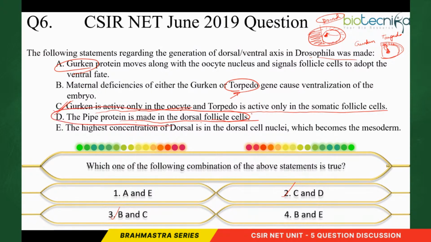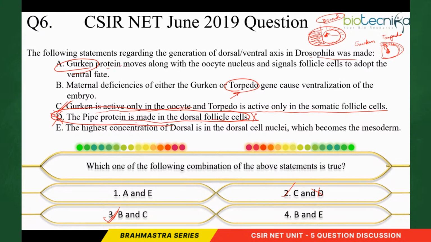Okay, so that's why the pipe protein is made in the dorsal follicle cells. So that is wrong, because pipe protein is not made in the dorsal follicle cells. Pipe protein will be inhibited in the dorsal follicle cells. So D is wrong. So D is wrong means this cannot be correct. So option 3 is the right answer. Yes, very good. That's the right answer. Okay, option 3 is the right answer.